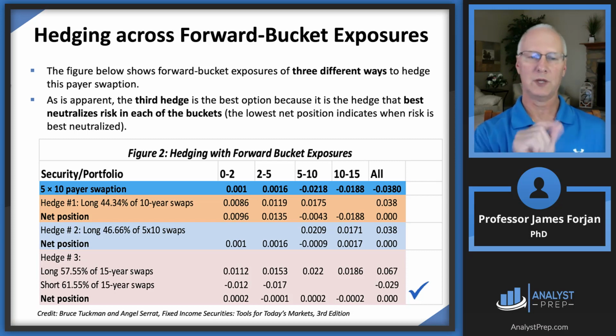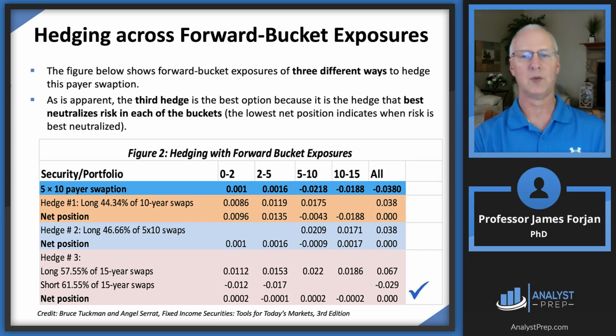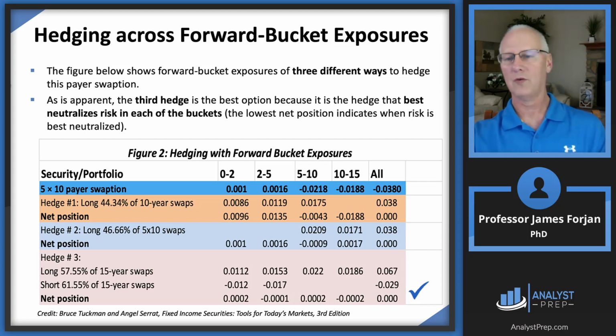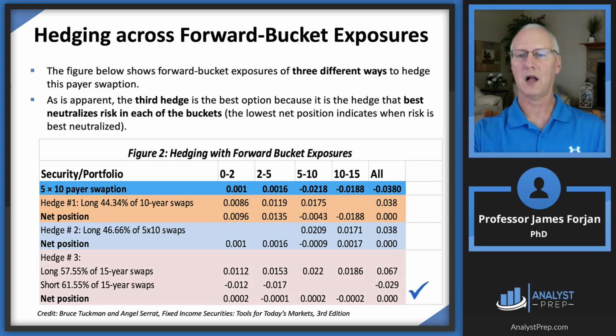And because we did the 44.34% of that, notice that the 0 to 2 bucket, the 2 to 5 bucket, the 5 to 10 bucket, if you sum those exposures, you get 0.38, and it's positive. So over on the far right column, we have a minus 0.38 and a plus 0.38 exposure. Those net to 0. So what have we done? We have fully hedged our swaption with that 10-year swap.